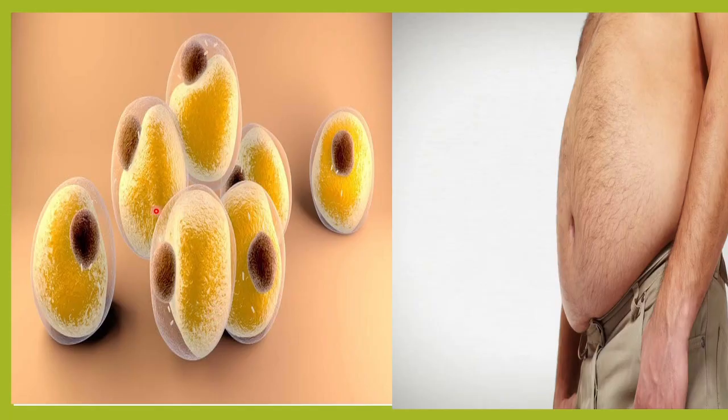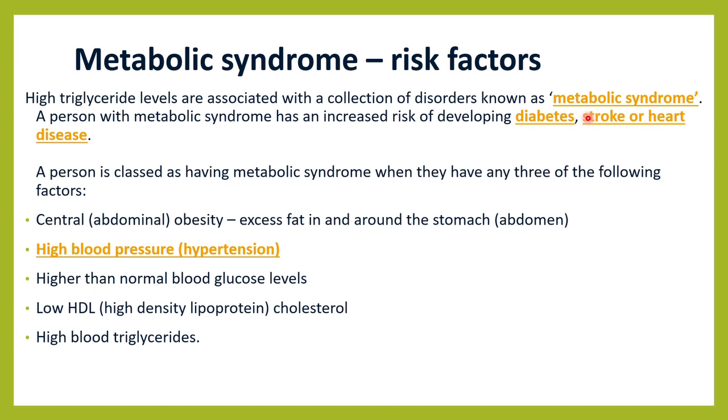So here you can see the excess triglyceride that has accumulated in the belly area. This is visceral fat, which is more dangerous, and it is also a part of metabolic syndrome. Metabolic syndrome is a collection of disorders: the patient has central abdominal obesity, that is excess fat in and around the abdomen. He will have high blood pressure, hypertension. He'll have a higher blood glucose level than normal. He will have low good cholesterol, the HDL cholesterol, and his blood triglycerides will also be high.